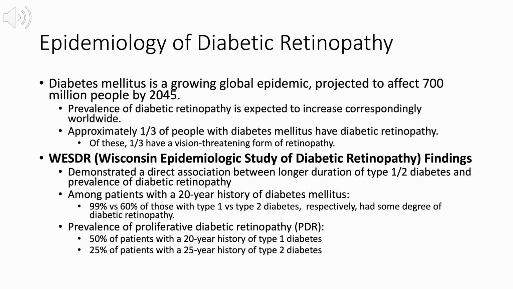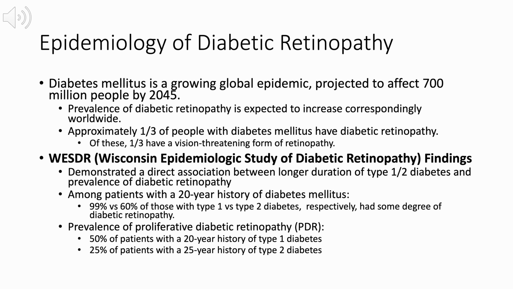Much of what we know about the natural history of this disease comes from the Wisconsin Epidemiologic Study of Diabetic Retinopathy, universally referred to as WESDR. The central finding of WESDR was a direct association between longer duration of diabetes in both type 1 and type 2 and the prevalence of diabetic retinopathy. Duration of disease is, in other words, one of the most powerful predictors we have.